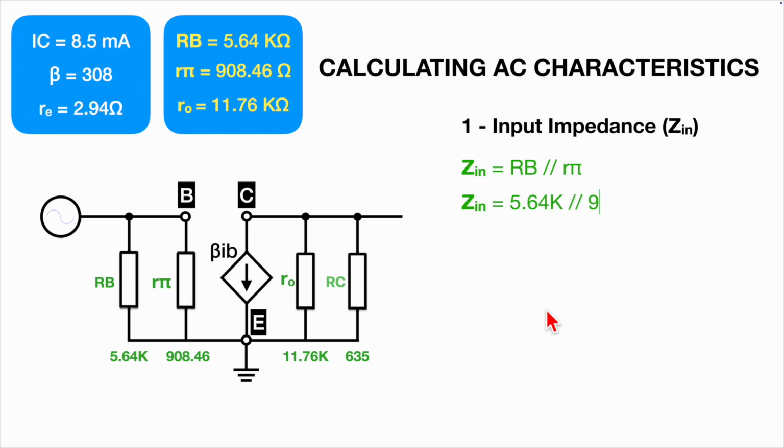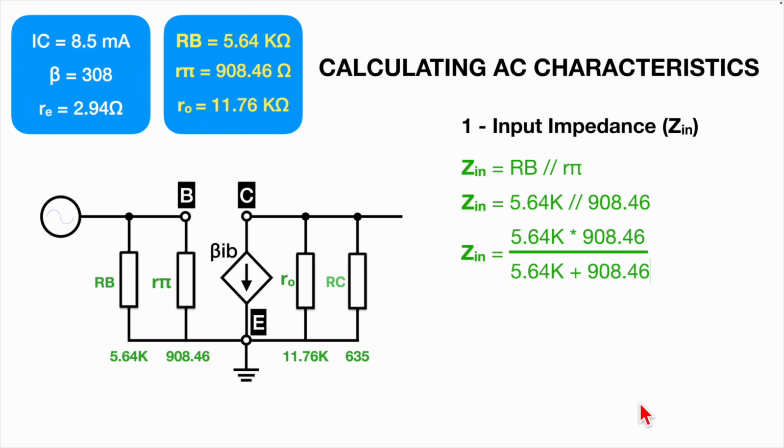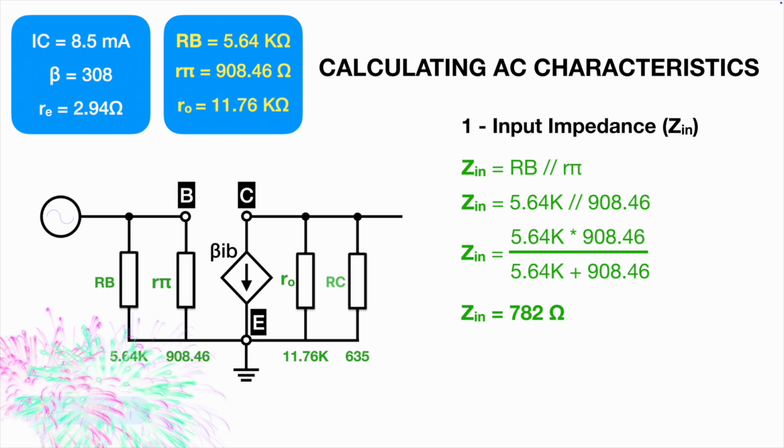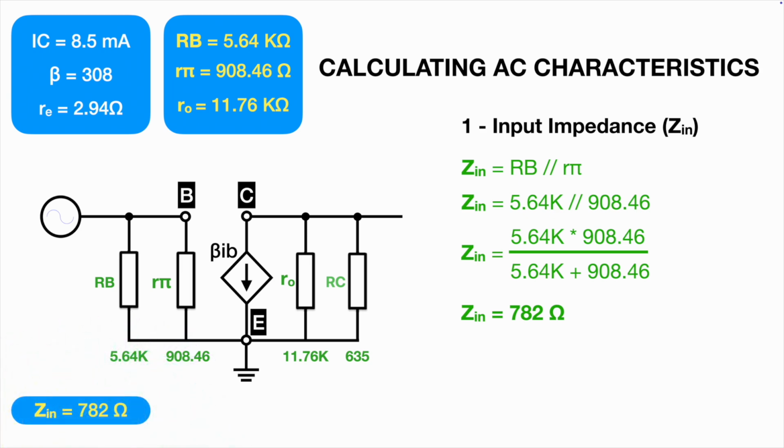So we do that. So we've got 5.64K, which is our RB, in parallel with 908.46, which is our value for R pi. And when you do the maths, yeah, here we go again. So let's multiply them and then divide that by the sum of them. And that gives us an overall input impedance of 782 ohms. Hallelujah. Let's put that one down. That's one down, 2 to go.